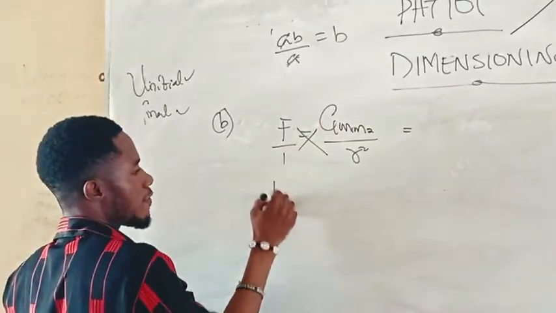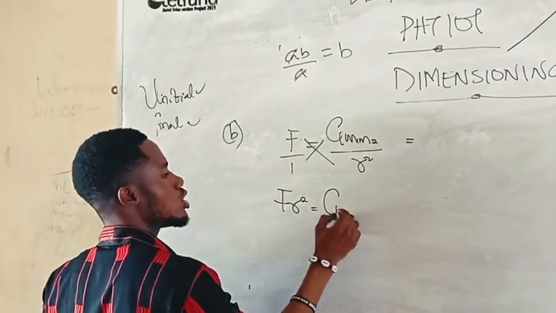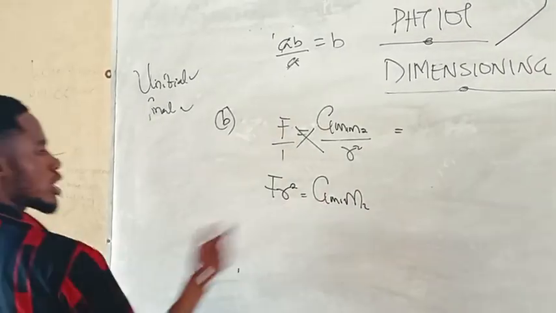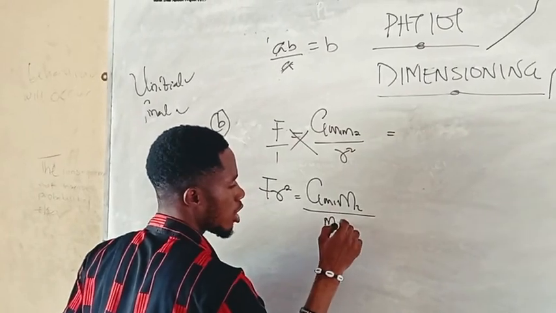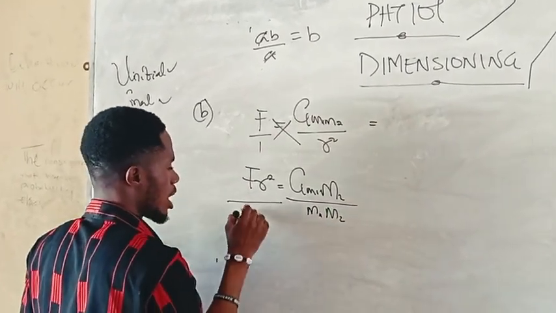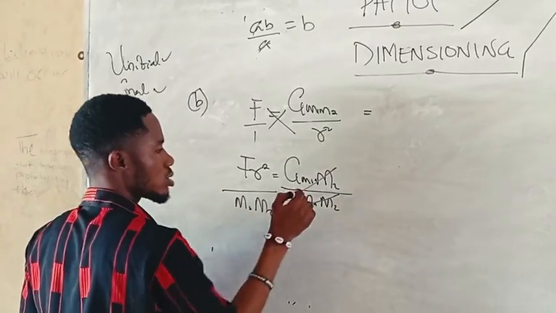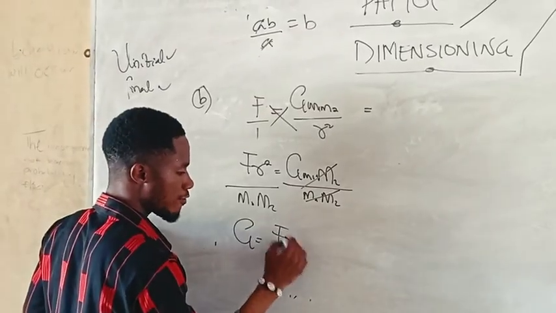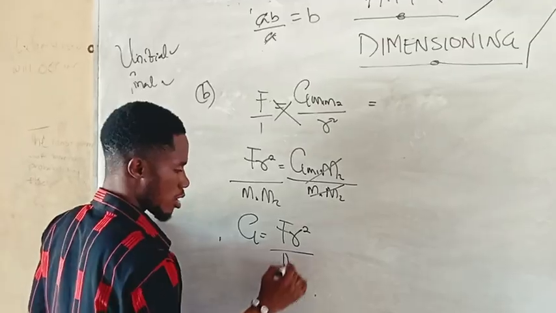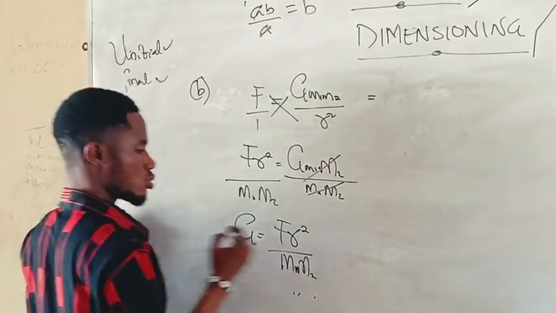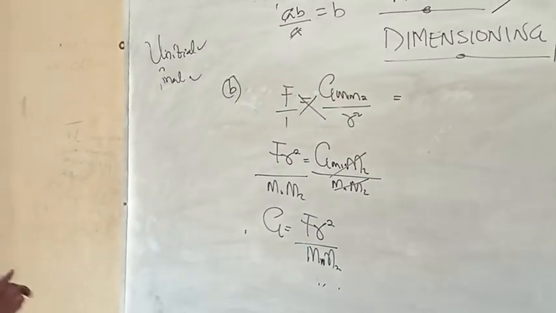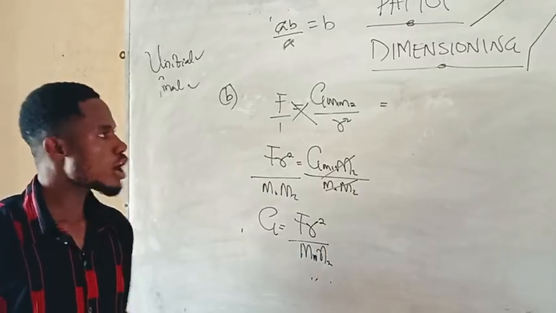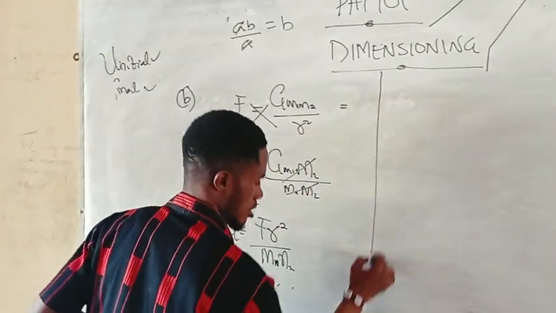By cross multiplying, I have F r squared is equal to G m1 m2. From here, I'm looking for G, so I can divide both sides by m1 m2, all over m1 m2. This cancels this. So I have G equals F r squared over m1 m2, which is force times radius squared over the product of the masses. So from here, I'll go and find my variables.